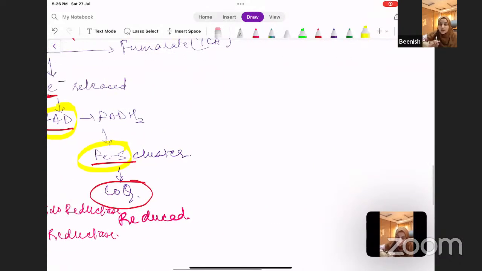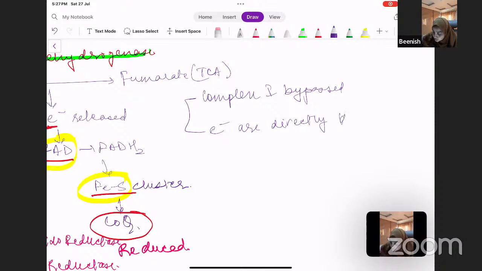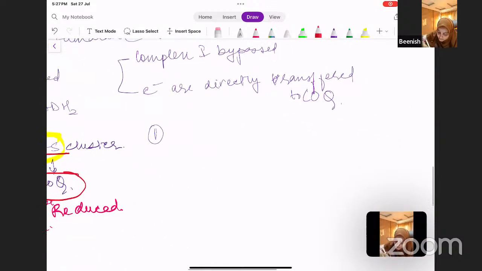Okay, now there are 3 major enzyme systems that transfer the electrons directly to coenzyme Q. You see complex 1 here is bypassed. The electrons are directly transferred to coenzyme Q, and 3 enzyme systems are doing this. One we've already taken up, that is your succinate dehydrogenase.